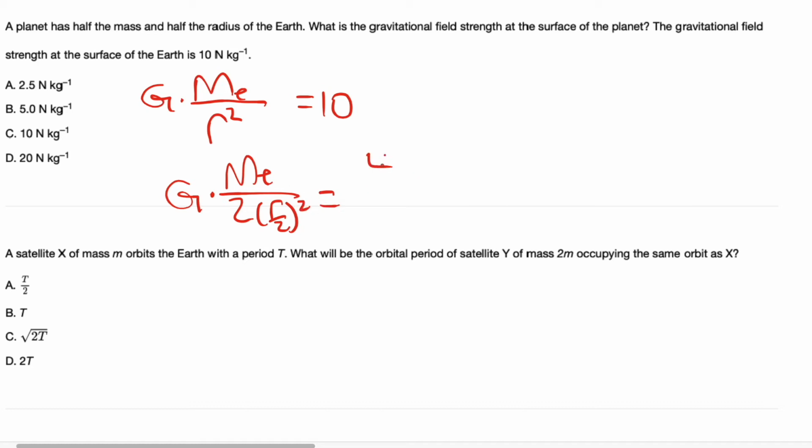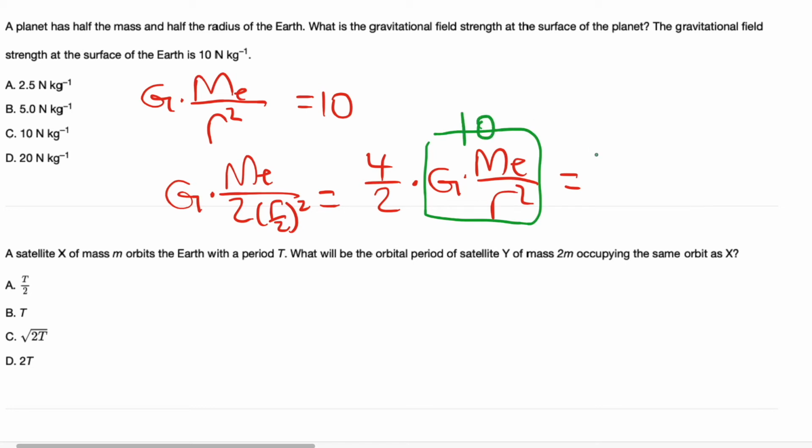So this is going to be equal to 4 over 2 multiplied by G constant multiplied by mass of Earth divided by r squared. And this part here is equal to 10. So it's going to be equal to 2 multiplied by 10, which is equal to 20. So D is the correct answer.